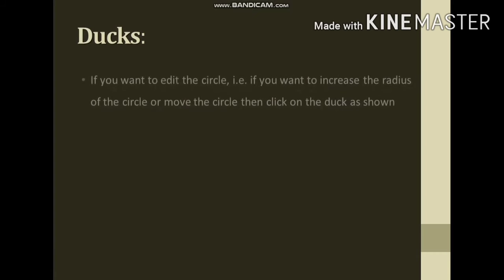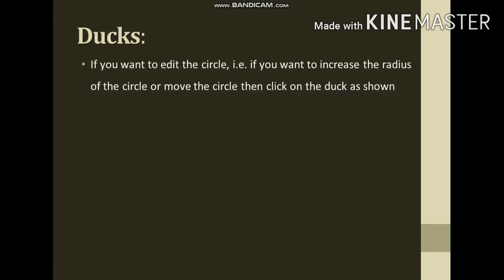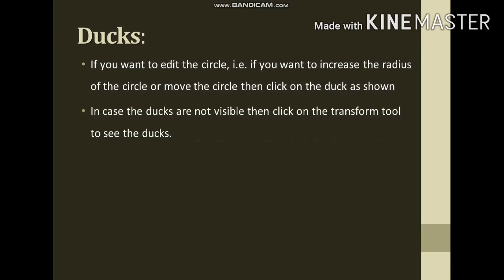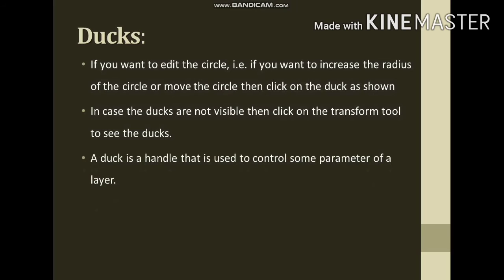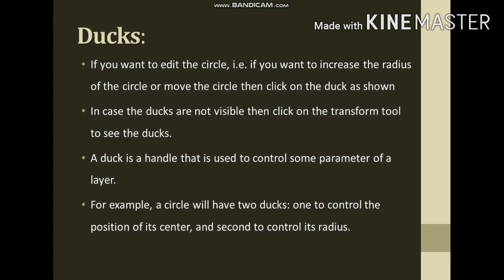Ducks. If you want to edit the circle, that is, if you want to increase the radius of the circle or move the circle, then click on the duck as shown. In case the ducks are not visible, then click on the transform tool to see the ducks. Now what is a duck? A duck is a handle that is used to control some parameter of a layer. For example, a circle will have two ducks, one to control the position of its center and the second to control the radius. Ducks come in different colors and they have specific meanings.